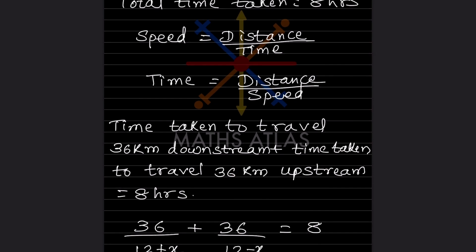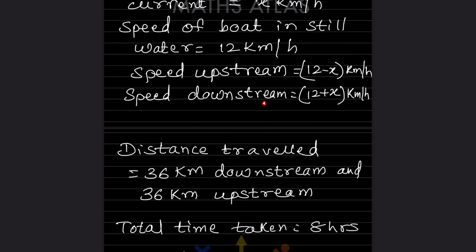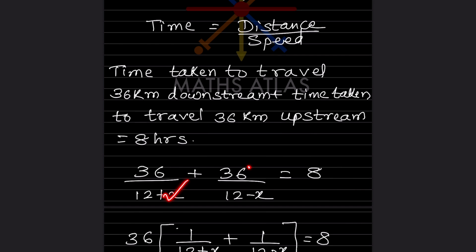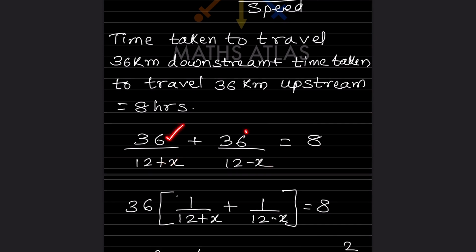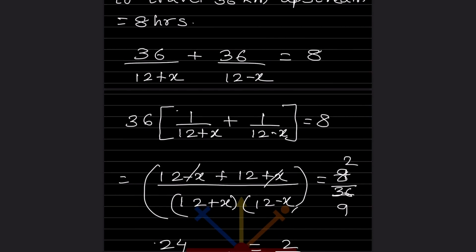So here we can write 36 by 12 plus x for downstream, and 36 by 12 minus x for upstream, is 8. This step is important. Now in both places we have 36, so we can take it common. 36 goes out, there will be 1 by 12 plus x, the plus sign as it is, and 1 by 12 minus x. So now let us do one thing. This is multiplication, so let us take this 36 to the right hand side, 8 by 36.